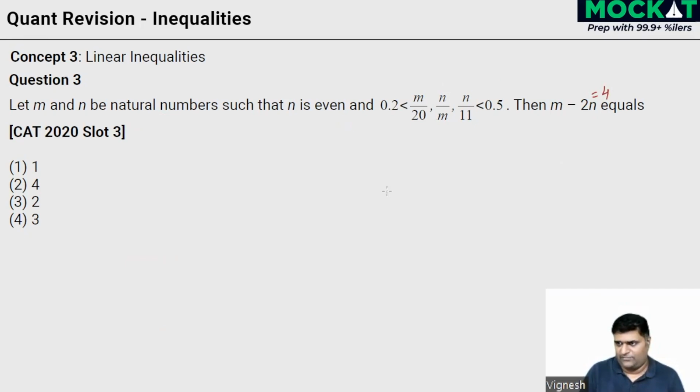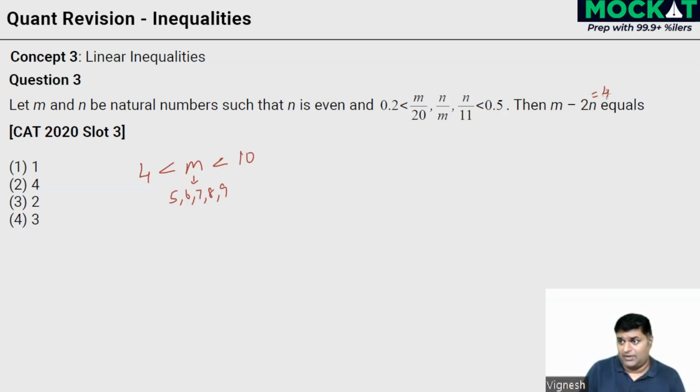Now, given that we have n with us, we need to find the value of m. Let's start with m by 20 first. Perform the same operation. If we multiply all of them with 20, m by 20 into 20 is m. 0.2 into 20 gives us 4, and here we're going to get a 10. M is going to be between 4 and 10. And what are the possible values? 5, 6, 7, 8, and 9, because it has to be a natural number, a positive integer. Now, what is the only thing we're left with?